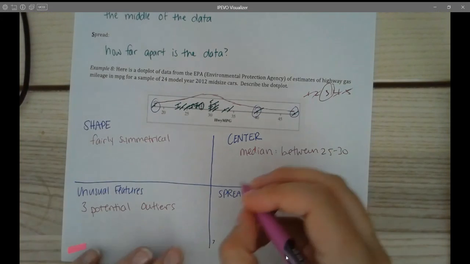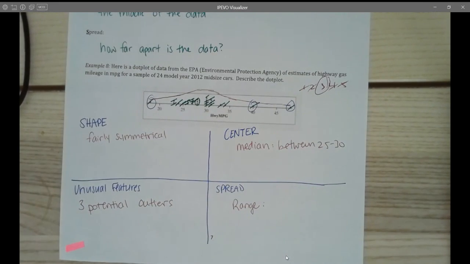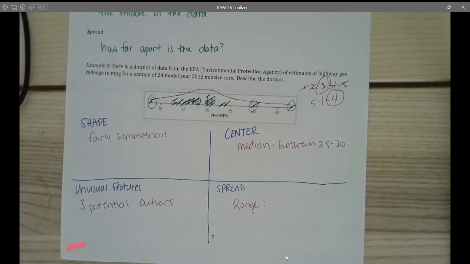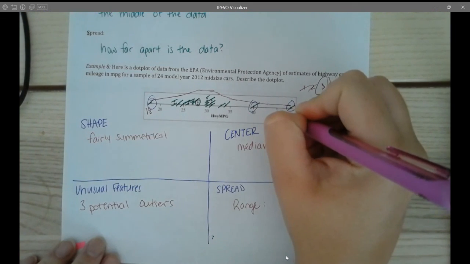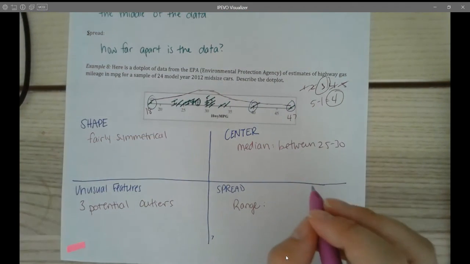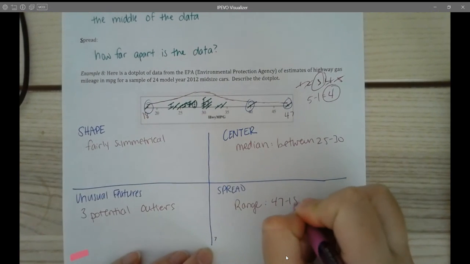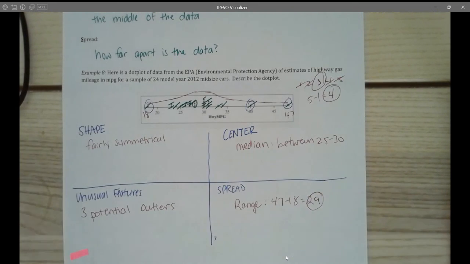Okay. For spread, a good word that you could use is range. If you remember range from before, you take the highest minus the lowest. The range of that example is 4. Now, I don't actually know the numbers, but I'll tell you what they are because I have more information. This one's 18 and this one's 47. So if we were to find the true range, I want you to be careful. The range is not 18 to 47. The range is 47 minus 18, which is 29. So when we're talking about range, it is a true number.